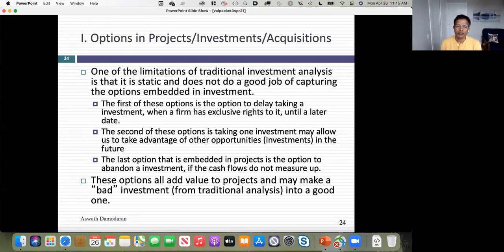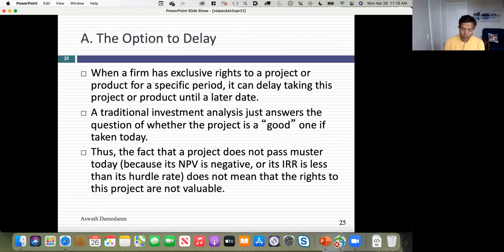And finally, there is the option to walk away from your mistakes. It's called the option to abandon. There is also the option to delay and the option to expand. We're going to value all 3 of these options and talk about the implications we face when we're valuing a company or a business or an individual project, because all of these options have value and could potentially tilt the scales and make you take a project that on the face of it looks like a bad project.